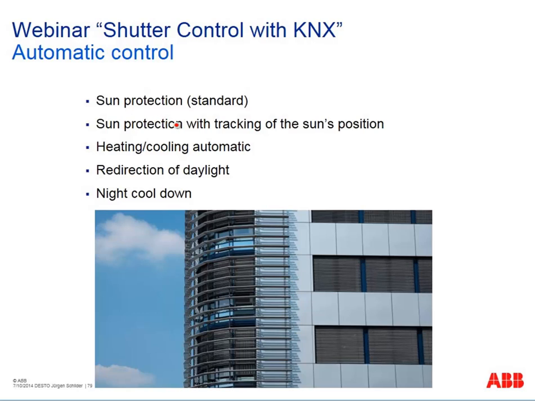Also, for example, with tracking of the sun position, we can change the angle of the lamellas and the slats. We can use the natural sun outside in the so-called heating, cooling automation for energy efficiency solutions. Or we can redirect the sunrays inside our room, for example, via a special kind of lamellas. Additionally, we have a feature to use a kind of night cooling to get fresh, cool air inside our building, also for energy efficiency.